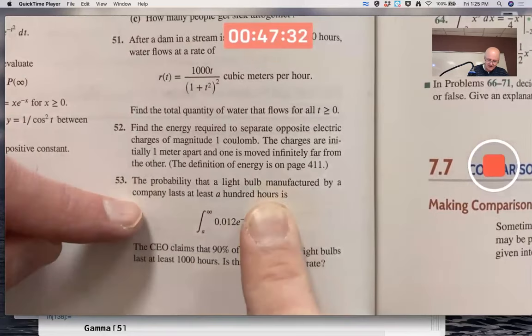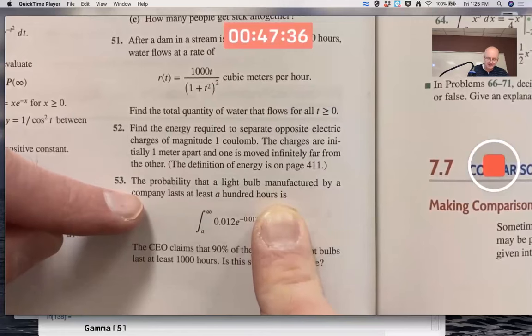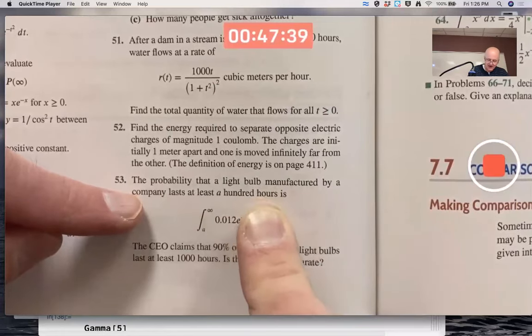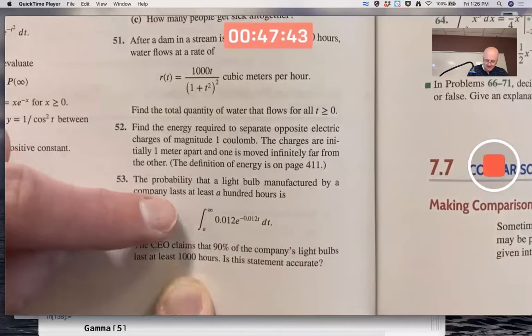Oh, thank you. I didn't notice that. I didn't notice that with the first class. I'll have to send them a message. 100 hours, so 1,000 hours would be 10 hours, 1,000. So A would be 10, yeah.